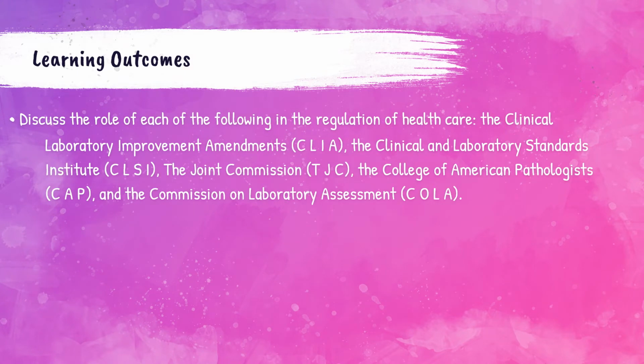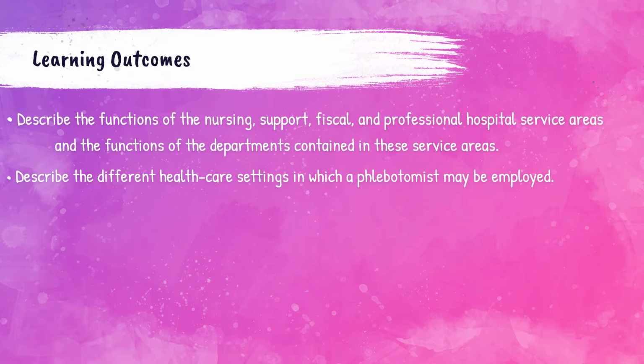You'll be able to discuss the role of CLIA, CLSI, TJC, CAP, and COLA. And lastly, you'll be able to describe the functions of the nursing, support, fiscal, and professional hospital service areas and the function of each of these service areas. You'll also be able to describe the different healthcare settings where phlebotomists may be employed.